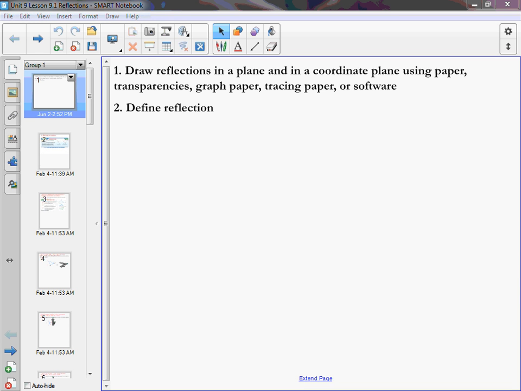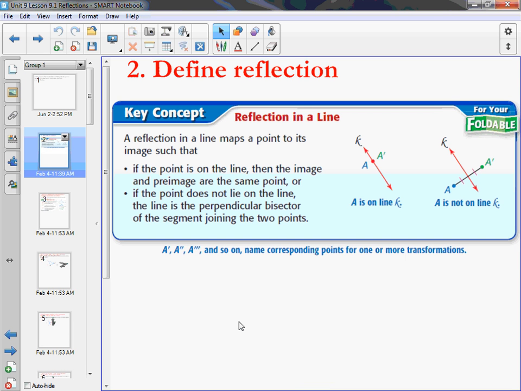All right? And then all that came from the standard. Now, this second learning target I came up with simply because it doesn't make sense to me to be doing reflections if we don't know what one is. Okay? So the second learning target, define reflection. And let's actually begin there. On page 615, here's our definition.